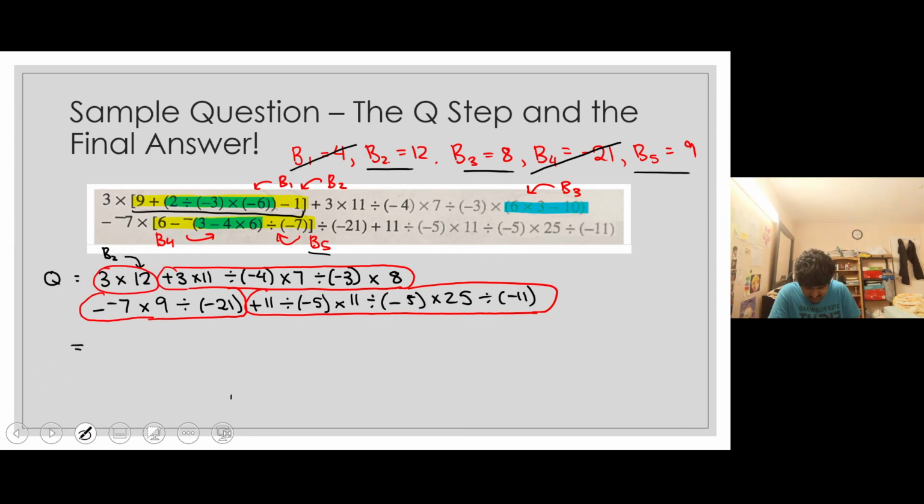3 times 12, easy, that's 36. The next circle requires a bit of critical thinking. Firstly, we can find out if it's positive or negative pretty easily because we have 2 negative signs, so that's definitely going to be positive. Now you can ignore all the other signs and just multiply or divide as needed. So 3 divided by 3, it's not going to do anything. That's okay, that goes away. And then we have, let's see here, we have 8 divided by 4, which gives us 2. So basically it's going to be 77 times 2, which is 154.